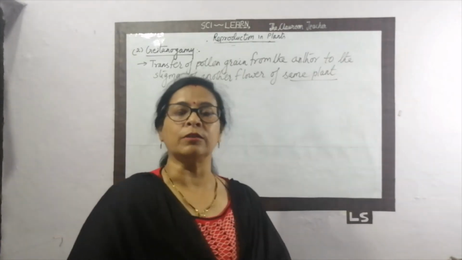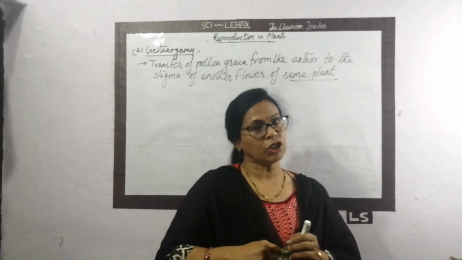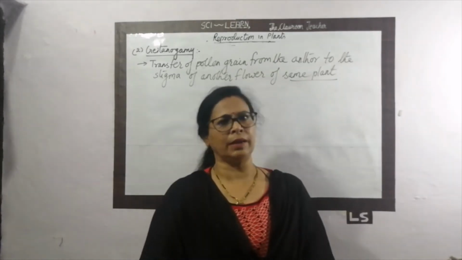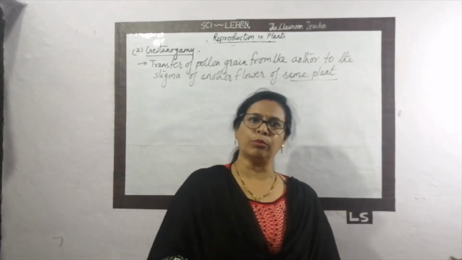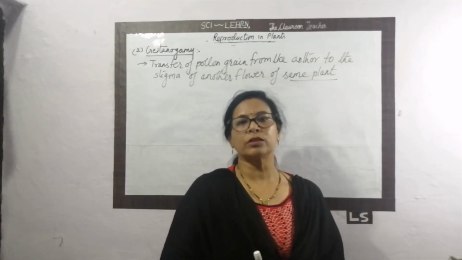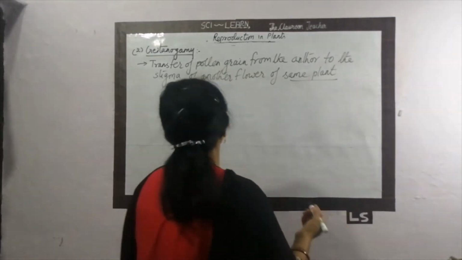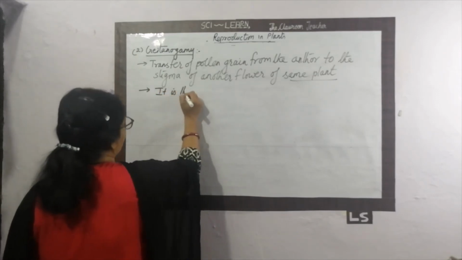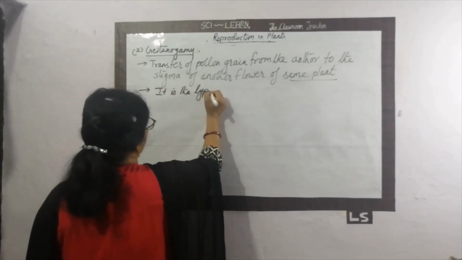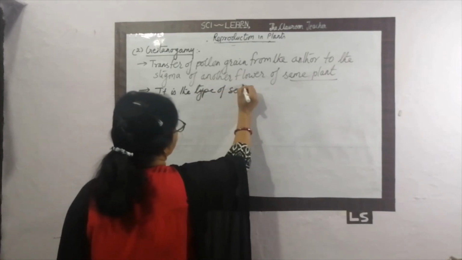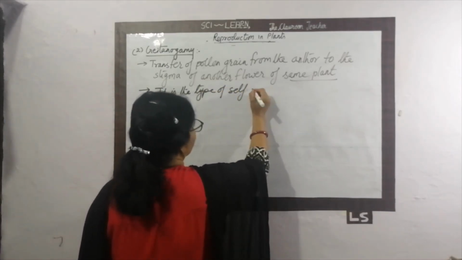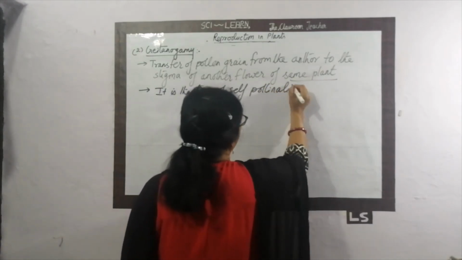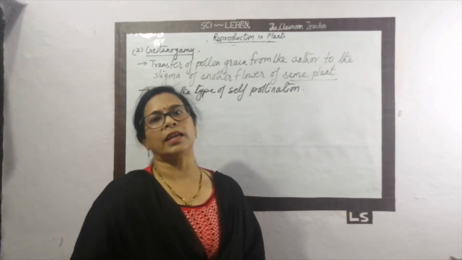If the stigma of one flower is not ready to receive the pollen, then another flower of the same plant receives that pollen and pollination occurs. So this is called geitonogamy. It is a type of self-pollination only, because no other agent is required for transferring the pollen.